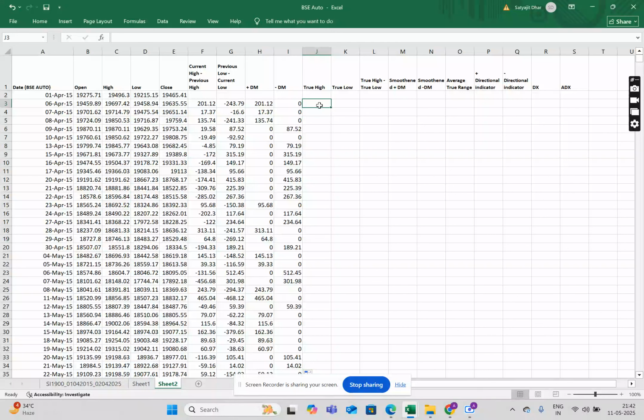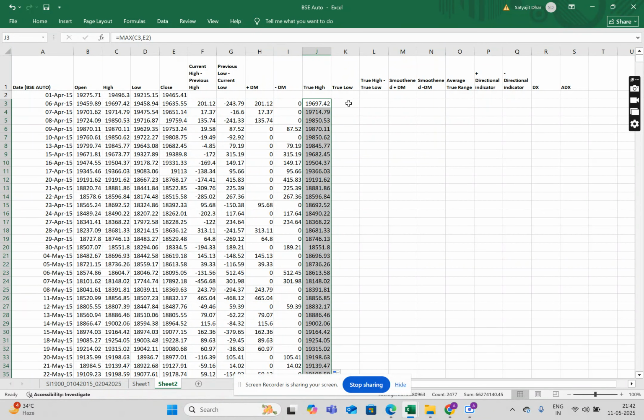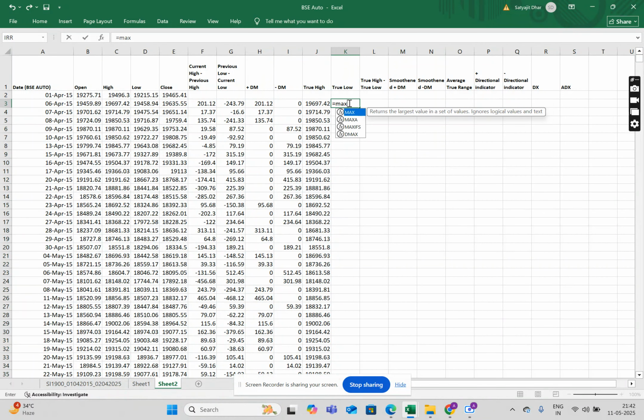Now we have the true high. True high is very simple. We had done it before in the case of the ultimate oscillator. It is the maximum of today's high and yesterday's close. And what is true low? True low is the minimum of today's low and yesterday's close.